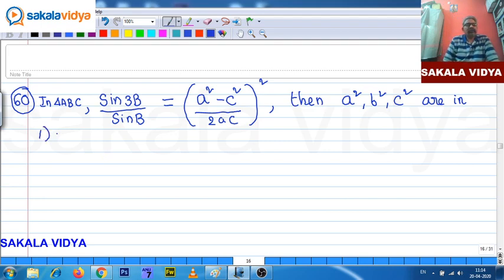First option is AP. Second option is GP. Third option is harmonic progression. And fourth option is AGP.